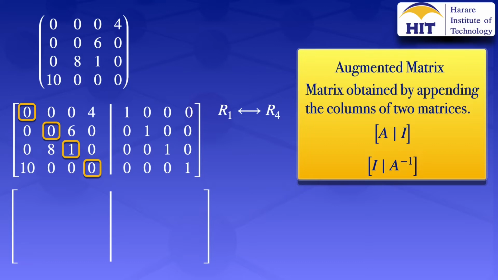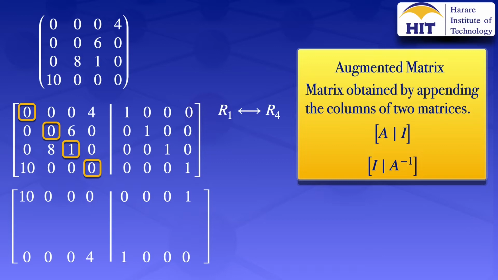What was row 1 becomes row 4, and what was row 4 becomes row 1. So in our new augmented matrix, our row 1 will be 10, 0, 0, 0, 0, 0, 0, 1. And this was the row 4 in the augmented matrix above. We have now made it to be row 1. And what was row 1 there? We'll make it become the row 4. So our row 4 now will be 0, 0, 0, 4, 1, 0, 0, 0.